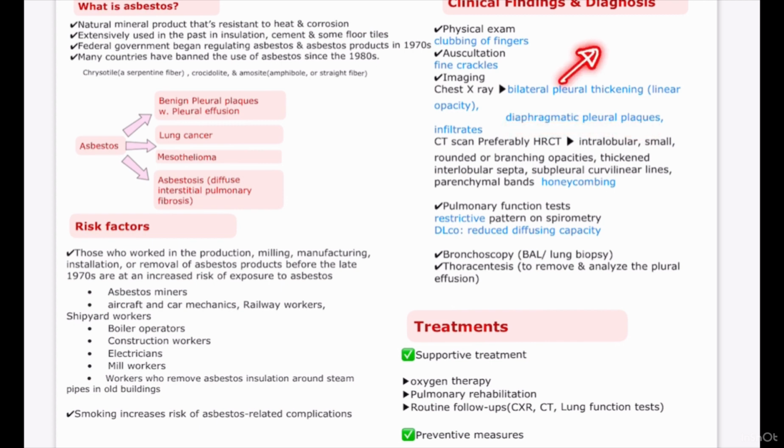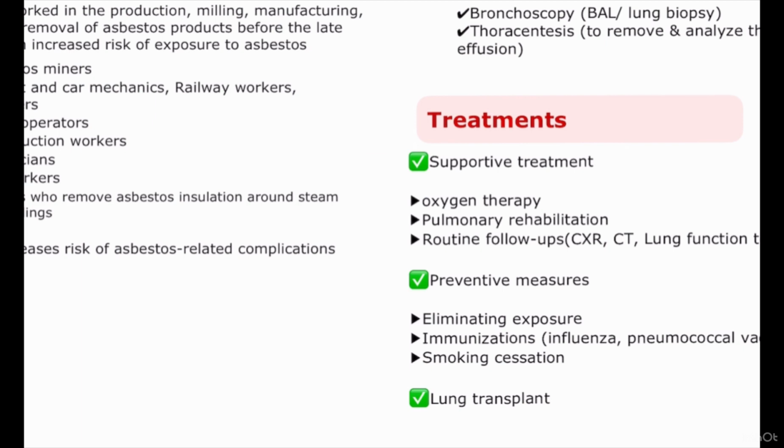And if you see these in someone with pulmonary fibrosis, these findings indicate that the fibrosis is caused by the asbestos exposure. And also in pulmonary function tests, you can see restrictive pattern and lower DLCO. There is no definitive treatment for asbestosis, so you can do supportive treatment by doing oxygen therapy and also pulmonary rehabilitation. Routine follow-ups are very important, and also there are preventive measures such as eliminating exposure, and the patients are recommended to do immunizations and also smoking cessation. In the severe cases, there will be lung transplant recommended.